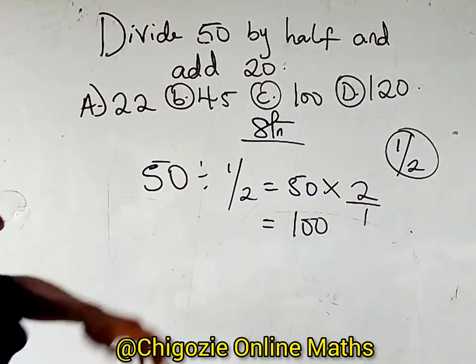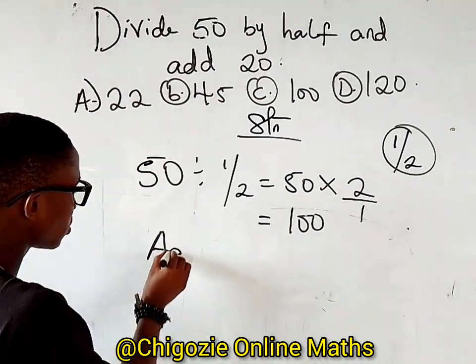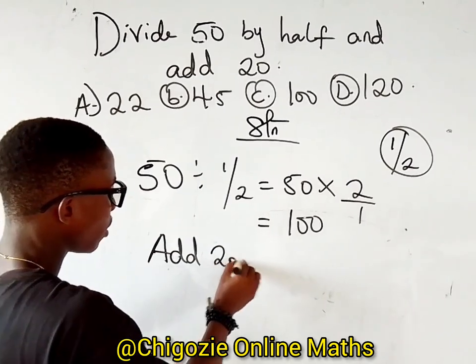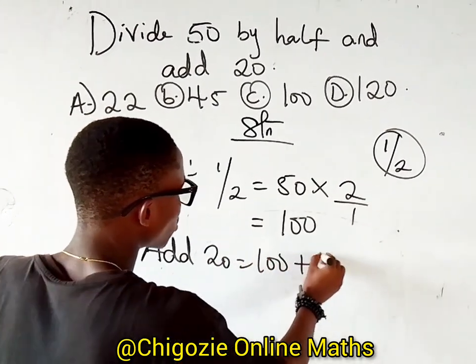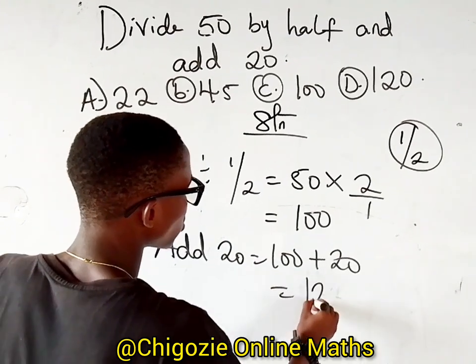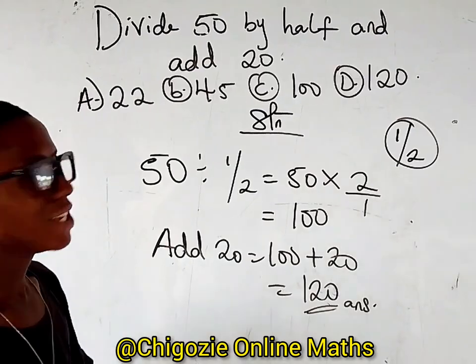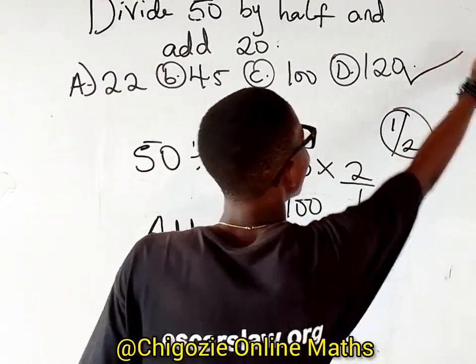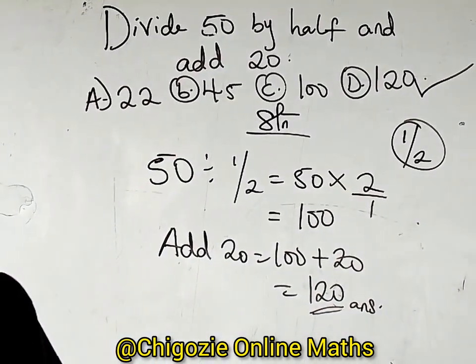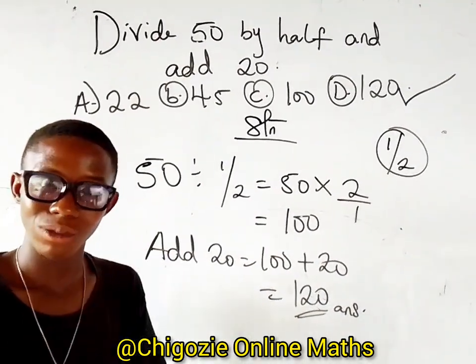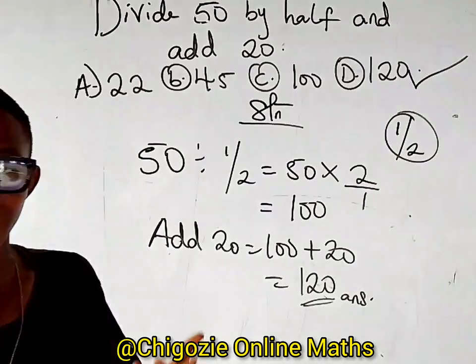Next thing, add 20. Add 20 is simply 100 plus 20, which is equals to 120. Very simple as ABC. Very simple. So therefore, this is my answer. I hope you've learned your mistake and correct it ASAP.